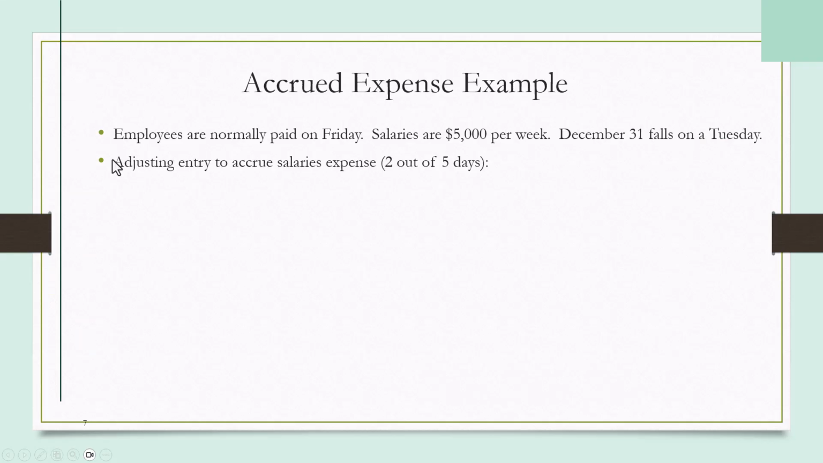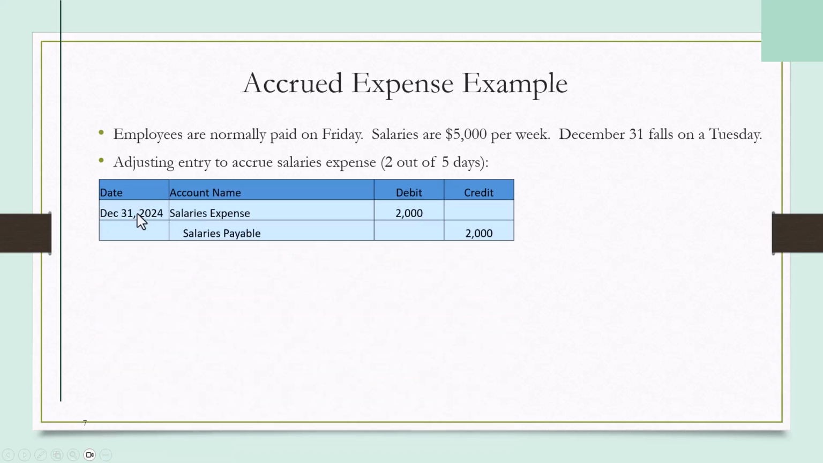So like I said, there would be an adjusting entry to accrue salaries expense for those 2 out of the 5 days, for Monday and Tuesday. This would be in 2024. You would debit salaries expense for $2,000, which is just $5,000 times 2 days divided by 5. Or you could do 5,000 divided by 5 days, which is $1,000 per day, times 2 days. However you want to put it in your calculator, you should get the same result.